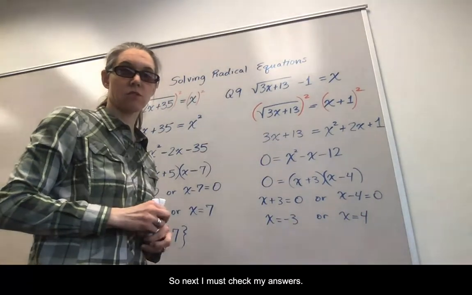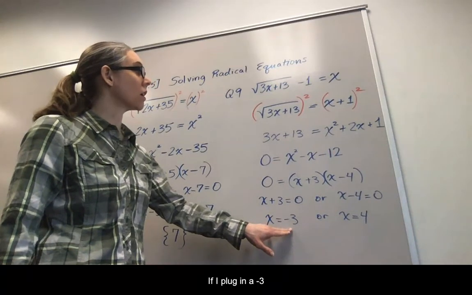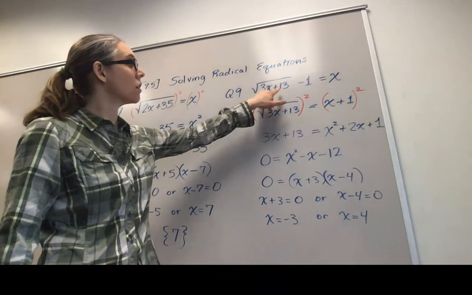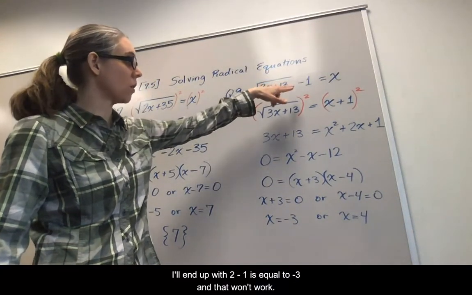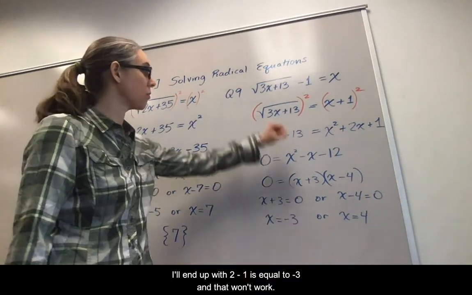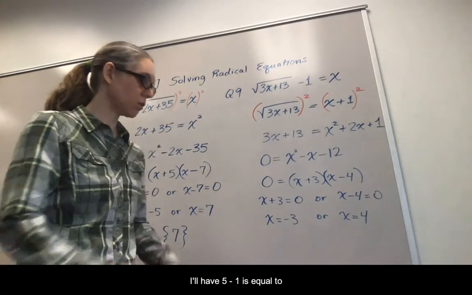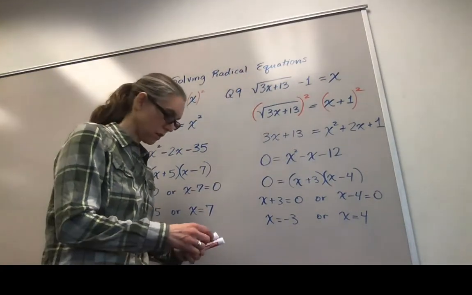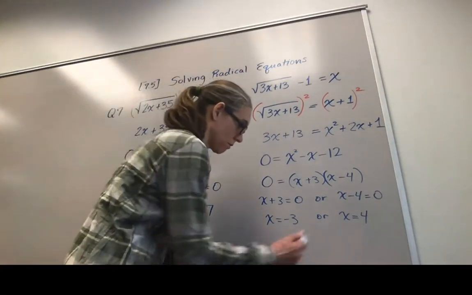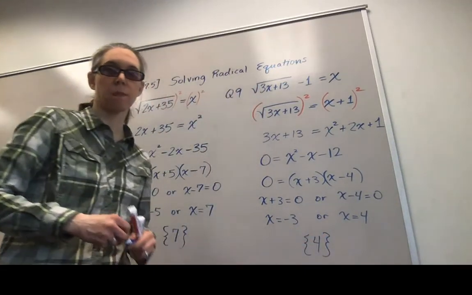So next I must check my answers. If I plug in a -3, I'll end up with 2 minus 1 is equal to -3, and that won't work. If I plug in a 4, I'll have 5 minus 1 is equal to 4, so 4 is the answer. Both of these had an extraneous solution.